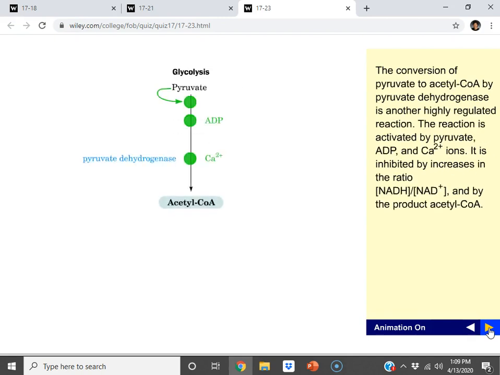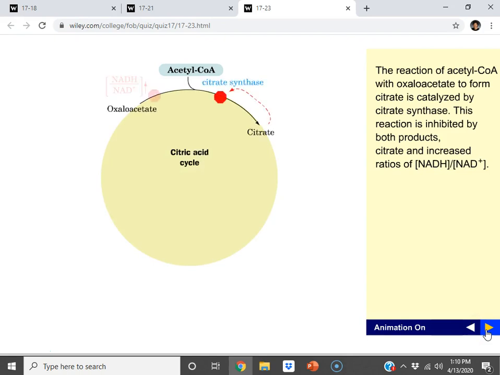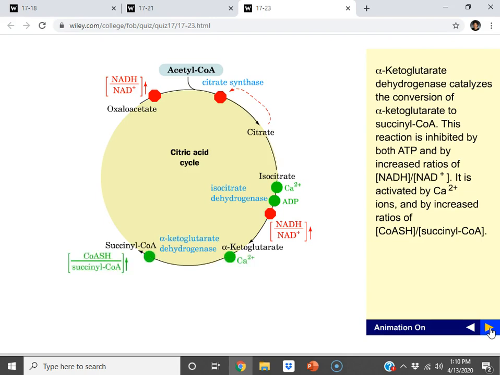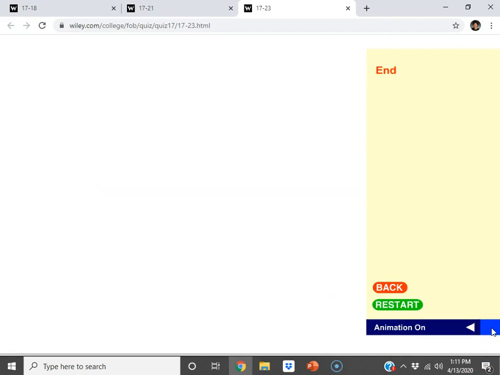And then we get to pyruvate being converted to acetyl-CoA. So we talked about the pyruvate dehydrogenase complex and how it is highly regulated by its products. ADP and calcium stimulate, indicating that energy is required, whereas acetyl-CoA and a high concentration of NADH mean the energy is not required. So those are inhibitors. And then we go to the citric acid cycle, and we talked about how those enzymes are regulated. So we have citrate synthase, isocitrate dehydrogenase, and alpha-ketoglutarate dehydrogenase. Again, those are the 3 irreversible reactions in the citric acid cycle, and we talked about that in chapter 14. And that is the end.